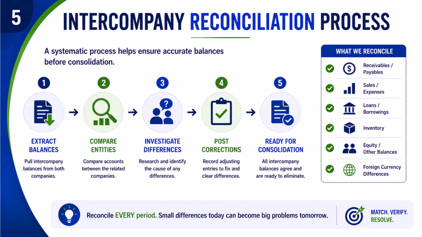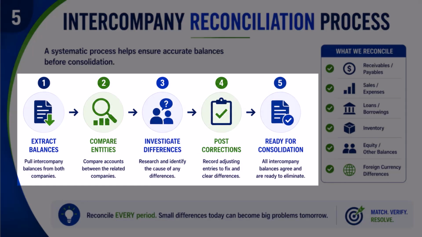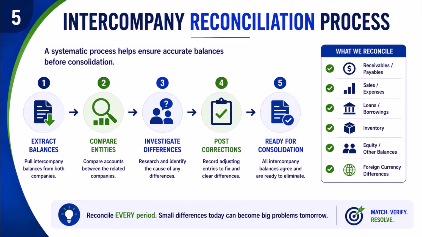Most companies follow a structured reconciliation process each month. First, both entities extract their intercompany balances from the general ledger. Second, the balances are compared between the related companies. Third, any differences are investigated and researched. Fourth, correcting entries are posted if necessary. And finally, once all balances agree, the accounts are ready for consolidation. Now, depending on the company, this process may include receivables and payables, sales and purchases, loans, inventory transfers, equity transactions, and foreign currency differences.